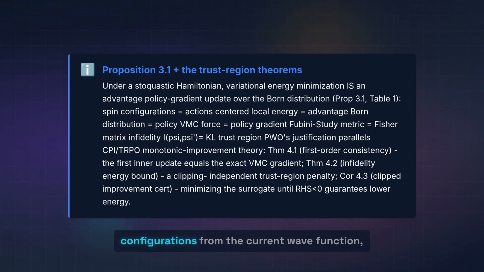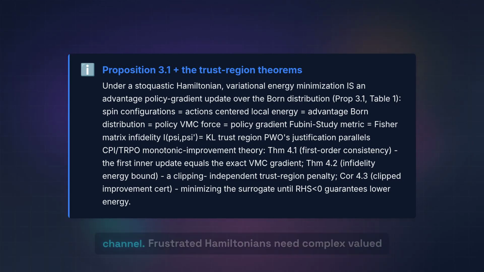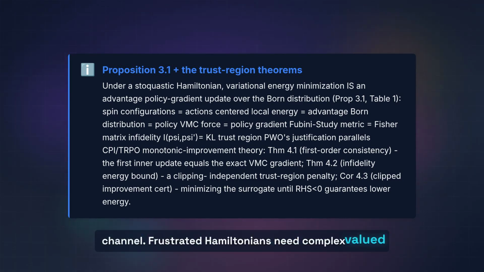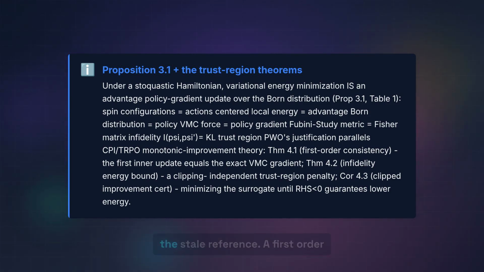Sample a batch of spin configurations from the current wave function, cache the real and imaginary advantages, then for k inner epochs reuse that batch. The amplitude channel clips the probability ratio exactly like PPO. The genuinely novel piece is the phase channel. Frustrated Hamiltonians need complex-valued wave functions, so they clip the wrapped phase increment and weight it with detached importance weights to correct the stale reference.